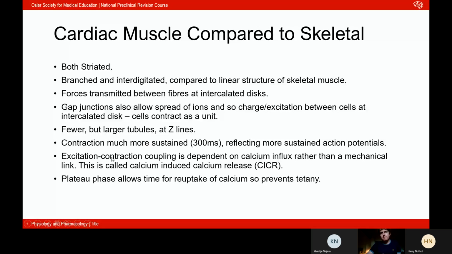And the excitation-contraction coupling is dependent on calcium influx. So we spoke about the significance of the mechanical link between the dihydropyridine receptors and the ryanodine receptors. Well, in cardiac muscle, it's not a mechanical link. It's a link dependent on the influx of calcium through the dihydropyridine receptor. And so this process is calcium-induced calcium release. And there's a plateau phase of the action potential that allows time for reuptake of calcium, so it prevents tetany, because tetany would be disastrous in the heart. The heart needs to beat regularly and not constantly contract, and so we have this process to try and prevent that.